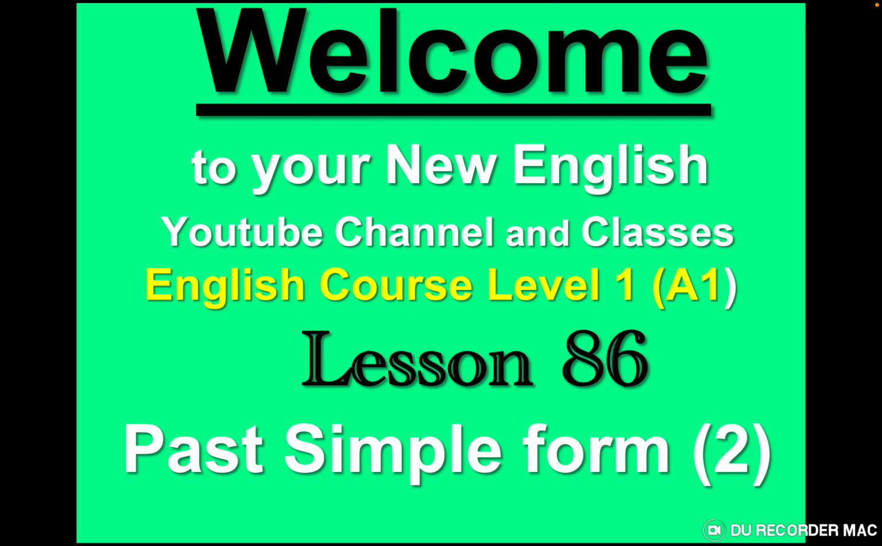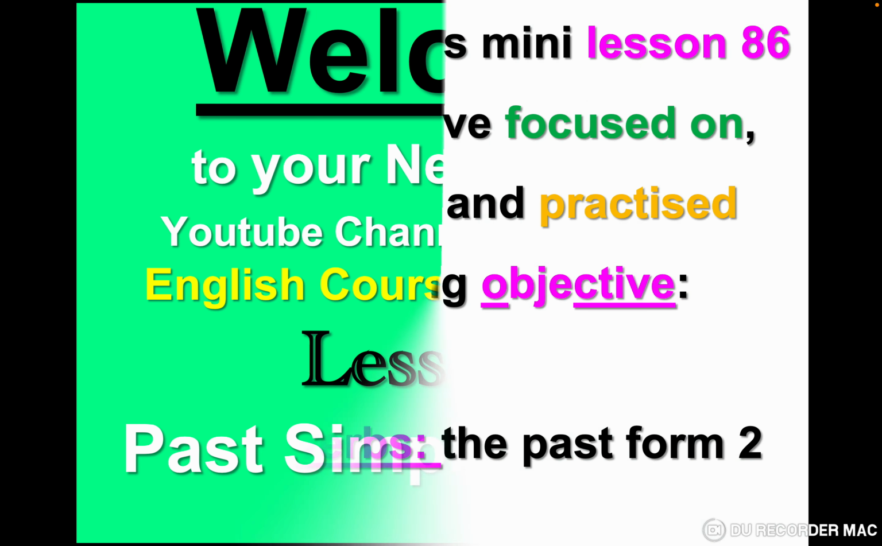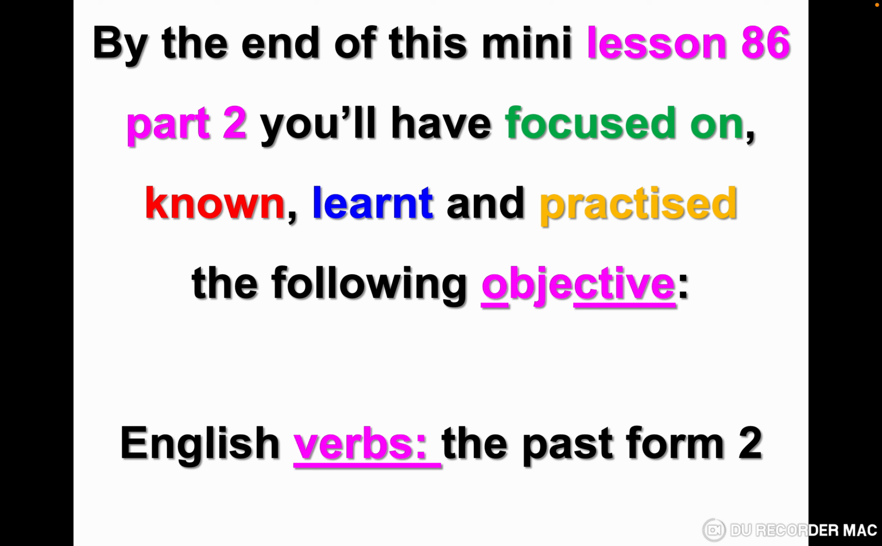English course level 1 A1, lesson 85. Today's lesson will continue with our series of past simple form, lesson 2 or part 2. By the end of this mini lesson 86 part 2, you'll have focused on, learned, and practiced the following objective: English verbs, the past form, lesson 2 or part 2.